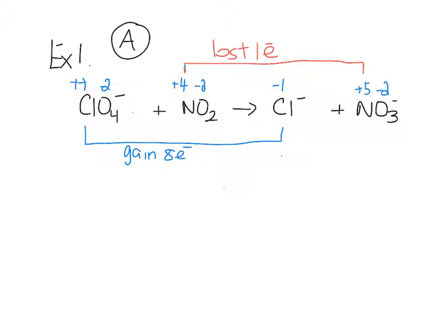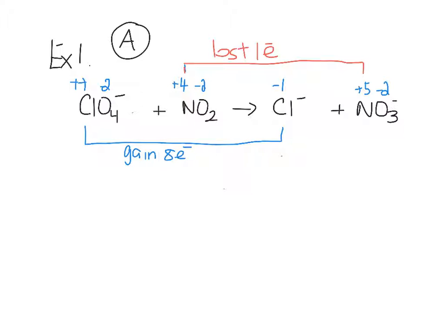So we've identified oxidation numbers. We've identified who changed in oxidation numbers. So we've done step 1. Step 2 says, using the change in oxidation numbers and formula subscripts, determine how many electrons are transferred. So we've partially done that. We said that chlorine gained 8. We said that nitrogen lost 1.